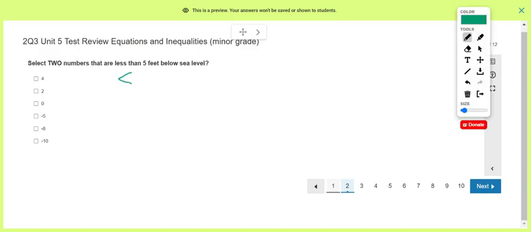Less than 5 feet below sea level. So if it's below sea level, it's below 0. And then we need any number that is less than negative 5. So these numbers are not less than negative 5. Negative 8 is less than, it's more negative, and negative 10 is less than negative 5.